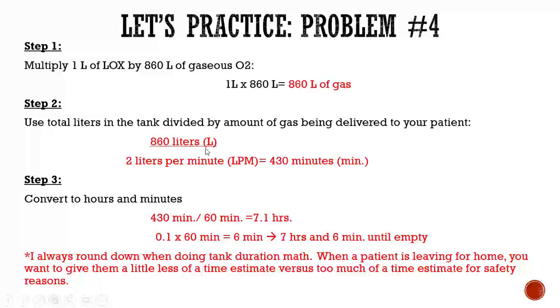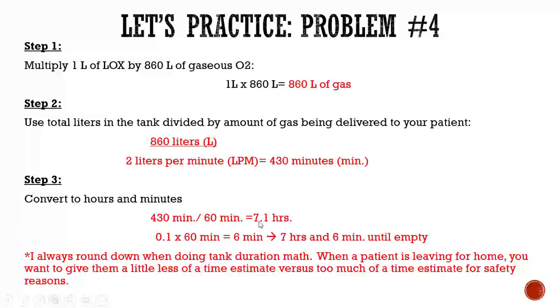You take the 860 liters, you divide it by the flow rate that is being delivered to your patient to get 430 minutes, right? You're going to then convert that into hours and minutes. So 430 divided by 60 minutes is 7.1 hours. 0.1 times 60 equals 6 minutes. So 7 hours and 6 minutes until empty.